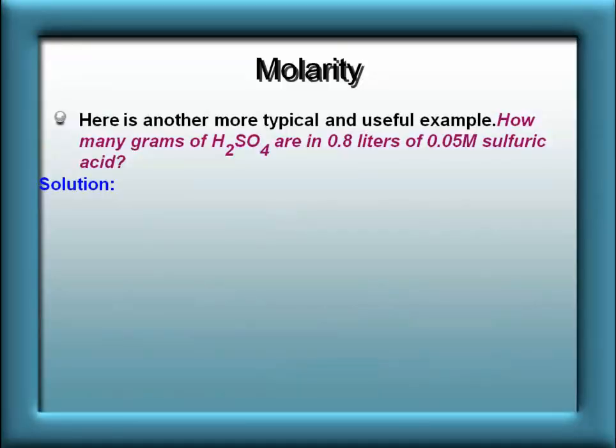Here's another example. How many grams of sulfuric acid are in 0.8 liters of 0.05 molar sulfuric acid? Let's write down our givens. Well, we're given the molarity of the sulfuric acid as 0.05, and we know we have 0.8 liters of it.